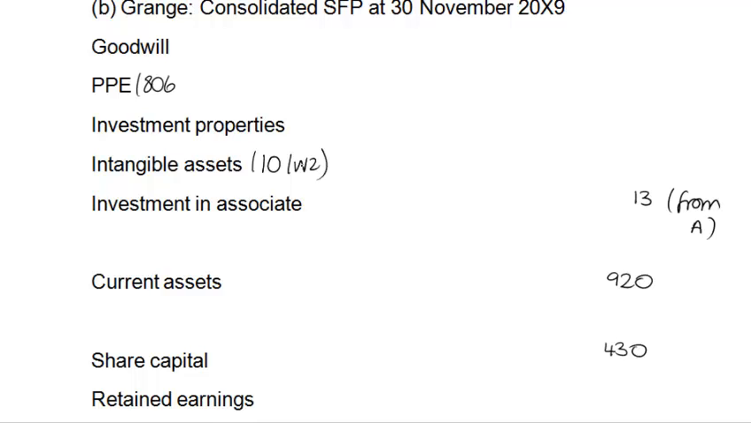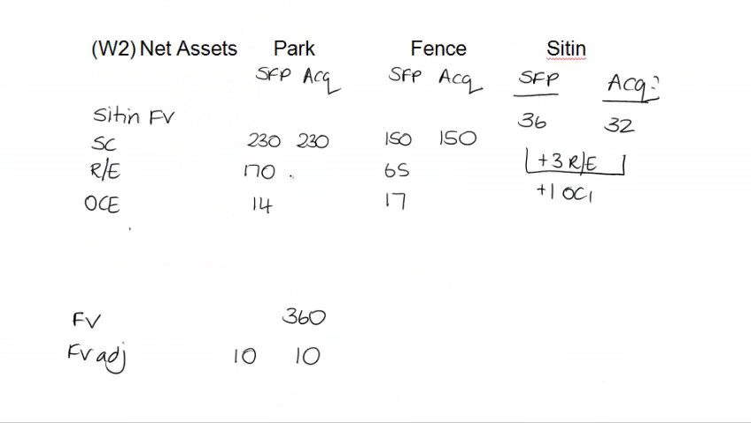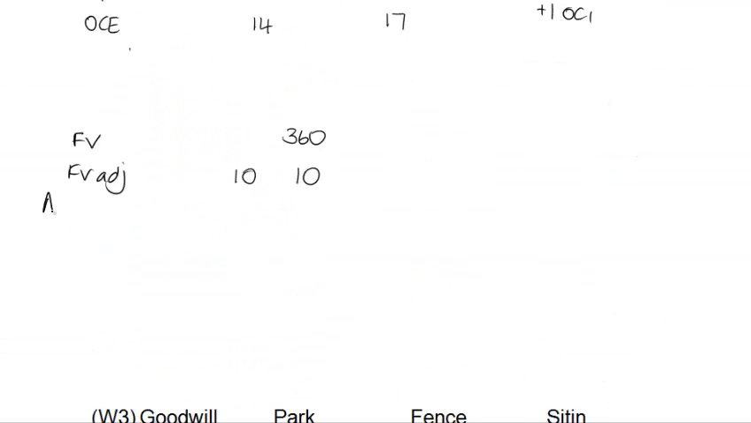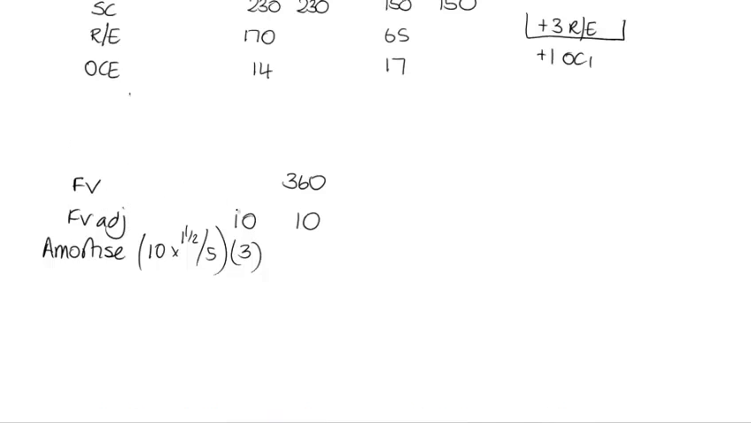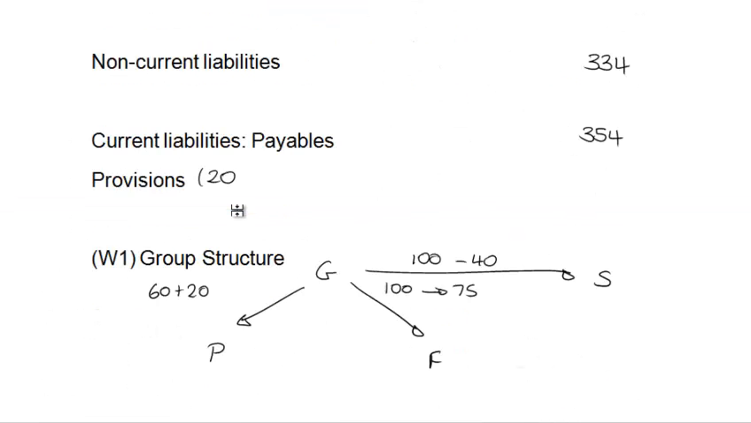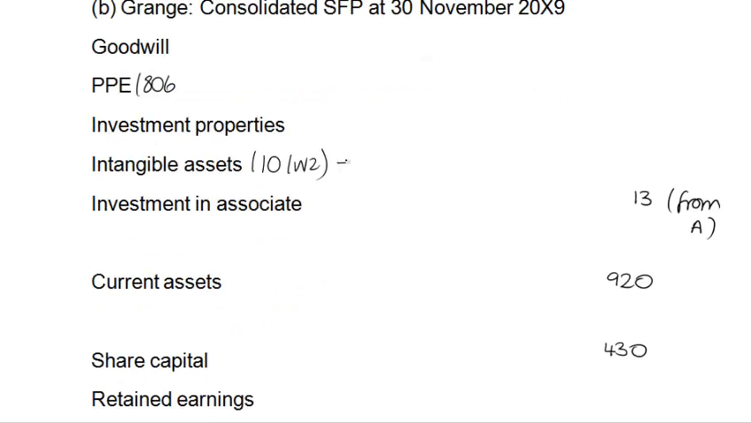Park still holds this franchise at the year end, so we need to amortise. And how much are we going to amortise? It's 1.5 years, or 18 months, out of 5 years' worth. So 10 times 1.5, the life is 5 years. So we're going to amortise 3. I'm going to take that amortization and reduce the value of my intangible assets by 3 from working number 2.